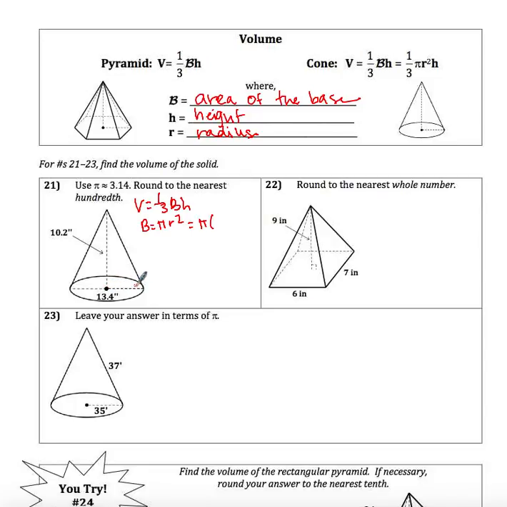Okay, so if 13.4 is our entire diameter, then by dividing 13.4 by 2, that would give me what the radius is. So for this problem, our radius would be equal to 6.7. So I'm going to plug in 6.7 squared in for our base. Let me move this. Let's do this over here. So we're going to say r is equal to 6.7.